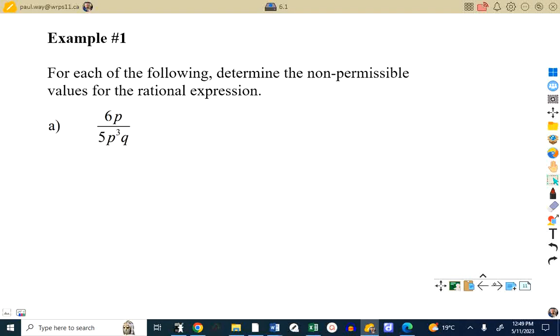For each of the following, determine the non-permissible values for the rational expression. Well, we're dividing by 5p cubed q. And what that means, everybody, is that p is not allowed to be 0. Because, and this is just by inspection, if you were to put p equals 0 in there, I hope that you're going to see the denominator will be 0. Because you're going to have 5 times 0 cubed times 0, which will give you 0, and you're not allowed to divide by 0. Additionally, I hope everybody sees that q is not allowed to be 0. Because if q is 0, the denominator is 0.